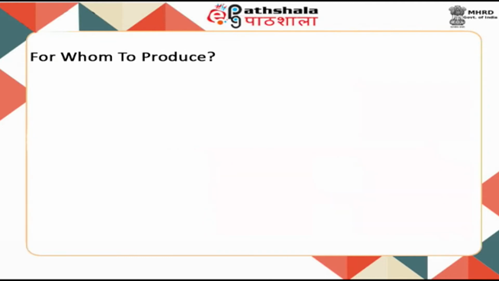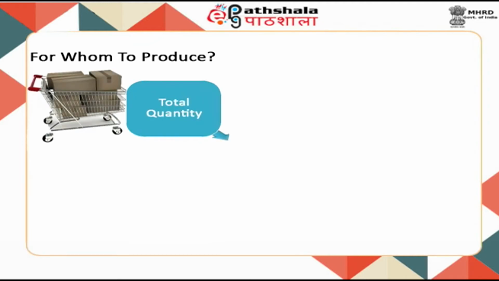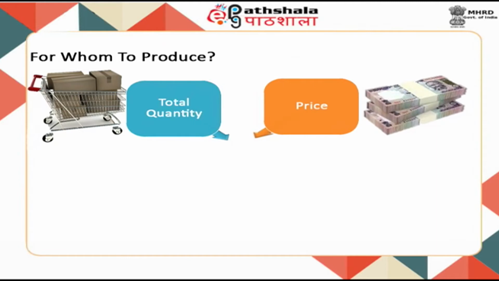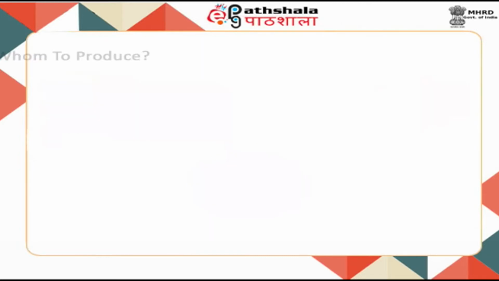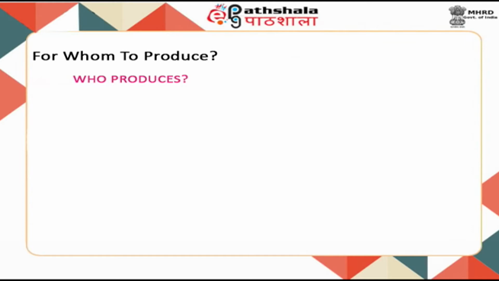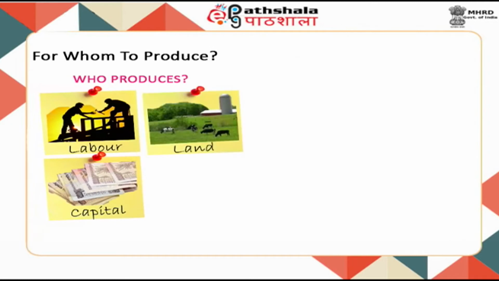For whom to produce? Once the price mechanism helps decide the earlier two questions, then the total quantity to be produced and its price is determined. Therefore, the value of the produce is determined, that is, P into Q. The question of for whom to produce needs to be understood well. In fact, the question needs to be inverted. The real question is who produces? Is production of goods and services exclusively due to labor, capital, or land, or is it the entrepreneur who is responsible for production?